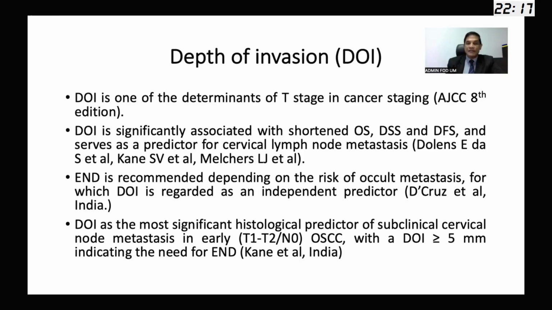Now to decide the occult metastasis, of course, according to a recent study coming from Cruz et al., the DOI is an independent predictor. Remember, it's an independent predictor of occult metastasis. So therefore, we should use that. And DOI is the most significant histological predictor of subclinical cervical node metastasis in early T1, T2, node-negative SCC with a DOI of more than 5 millimeters, right? That indicates, when DOI is more than 5 millimeters, it's fair to think of elective neck dissection.